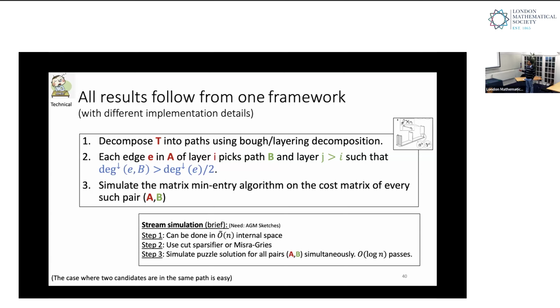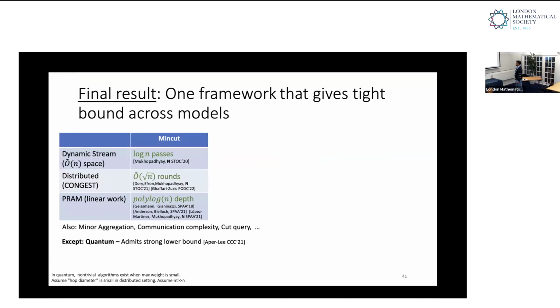Now, decomposing T into these parts needs graph sketching, but it can be done in low-space models. Step 2 can also be done with a cut sparsifier or some textbook streaming algorithms, let's say Misra-Gries kind of algorithms. And the third one can also be done in log n rounds because essentially they're inherently parallel, right? There are only log n steps of it. I'm being very hand-wavy over here, but the moral of the story is that all these steps can be implemented.